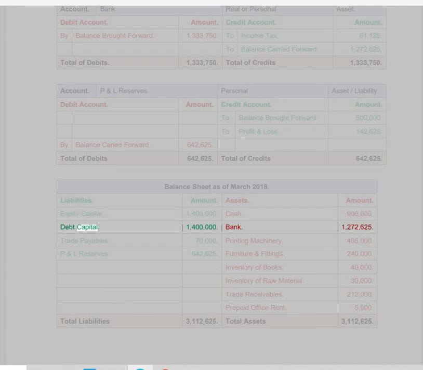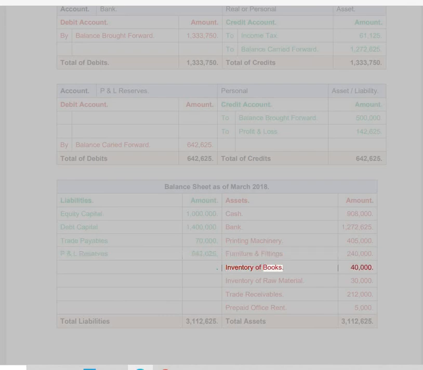908,000, debt capital. 1,400,000, bank. 1,272,625, trade payables. 70,000, printing machinery. 405,000, P&L reserves. 642,625, furniture and fittings. 240,000.